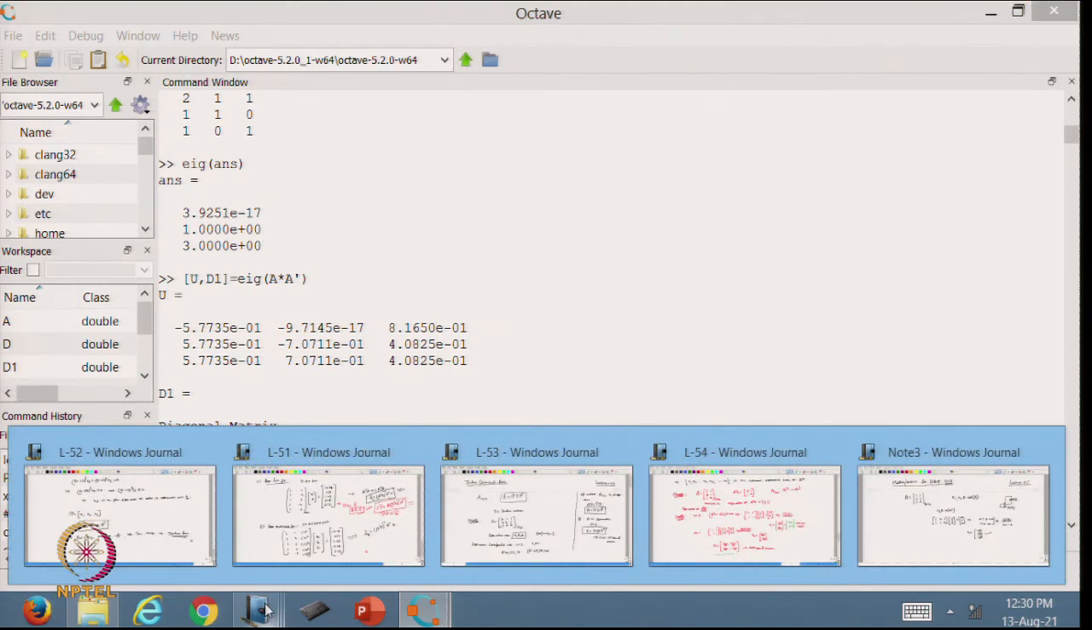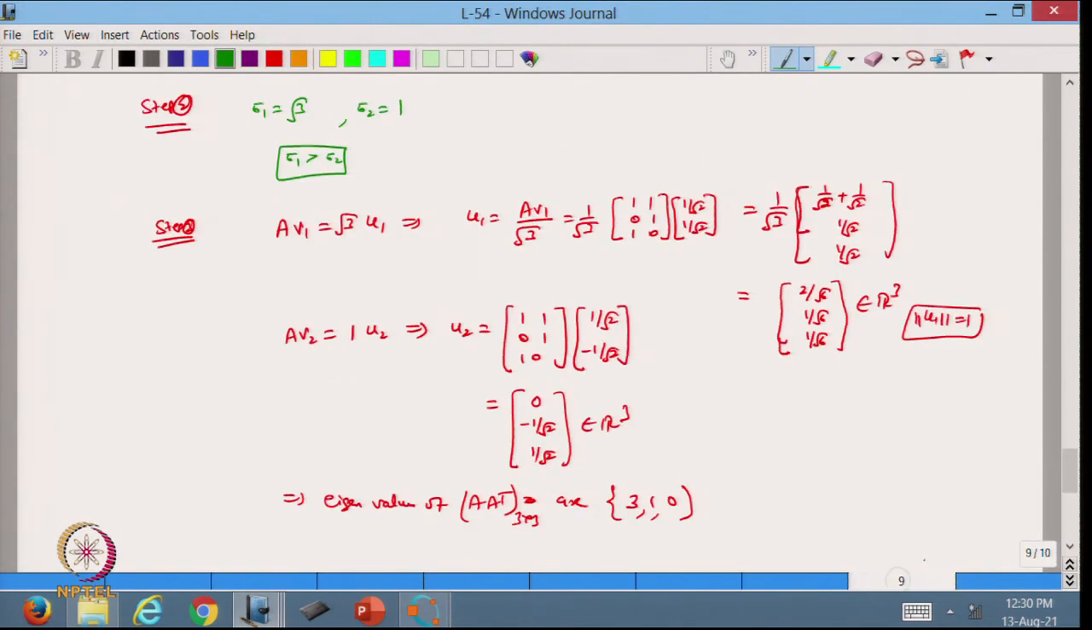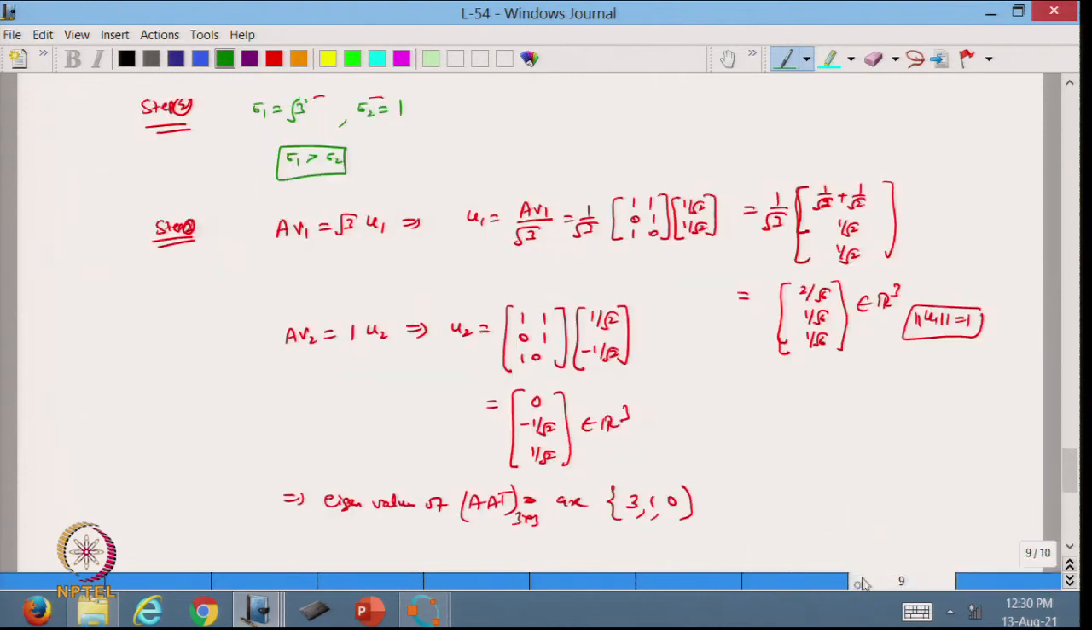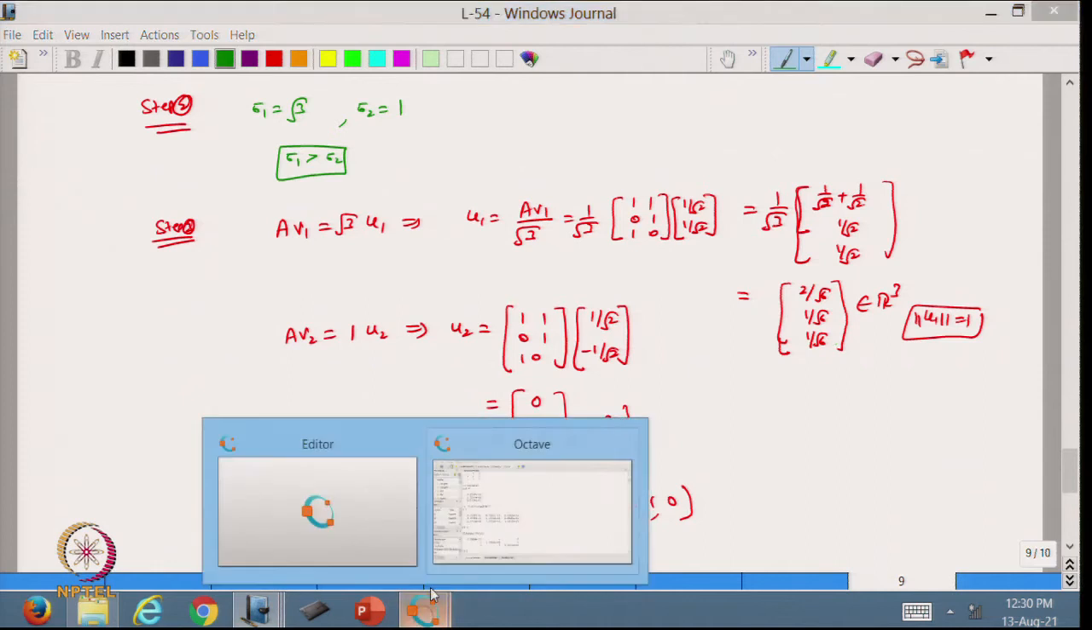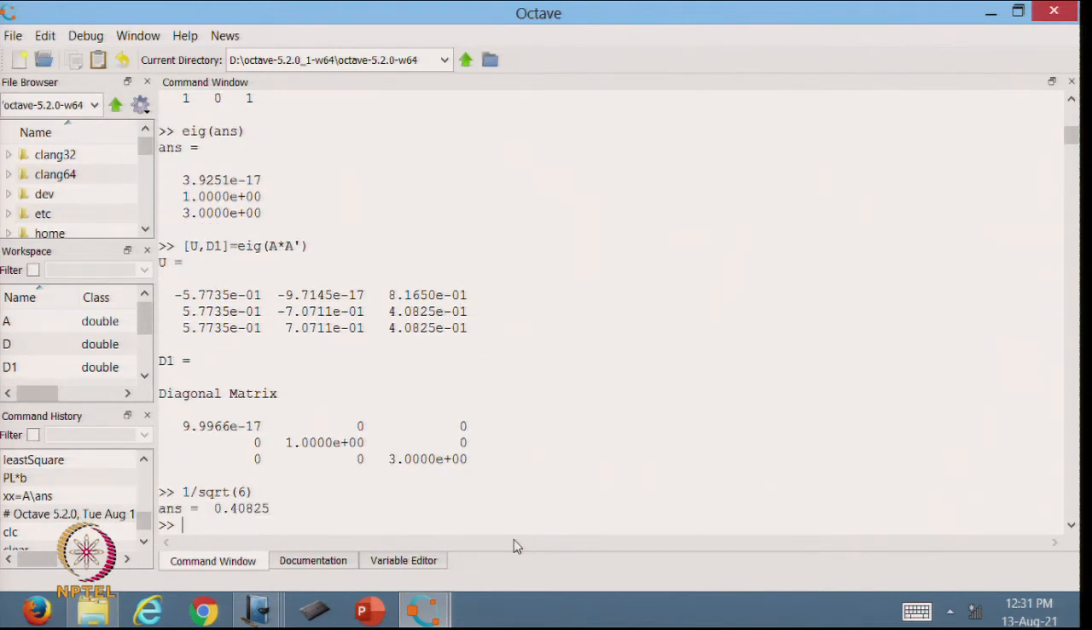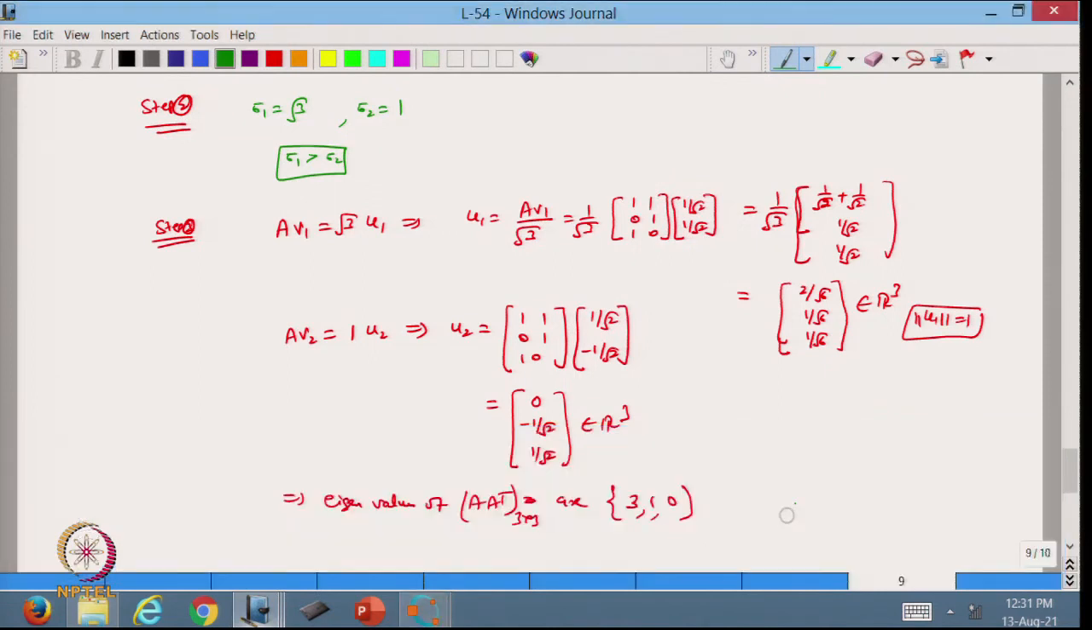If you see from here, I got the value of the first U as 2 by root 6, 1 by root 6, 1 by root 6. I just check what the 1 by square root of 6 is. So, it is 0.4, it is 0.4 and it is 2 times 0.4. So, I got the value of this vector.